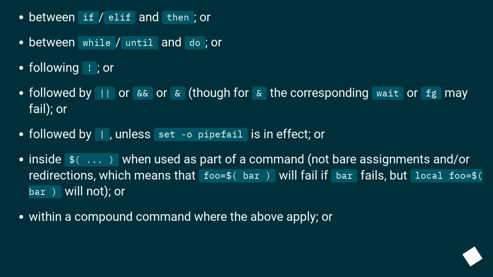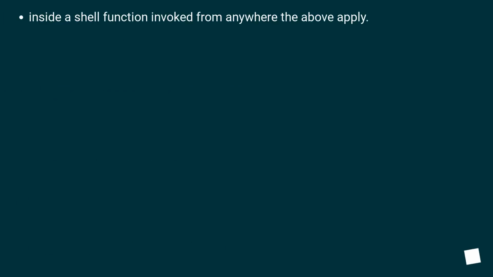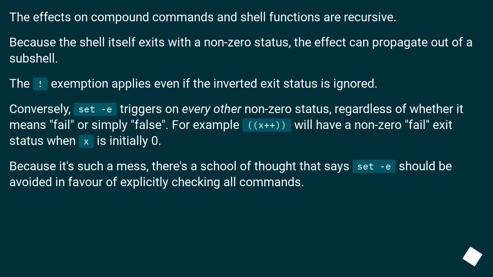or inside a shell function invoked from anywhere the above apply. The effects on compound commands and shell functions are recursive. Because the shell itself exits with a non-zero status, the effect can propagate out of a subshell. The exemption applies even if the inverted exit status is ignored.